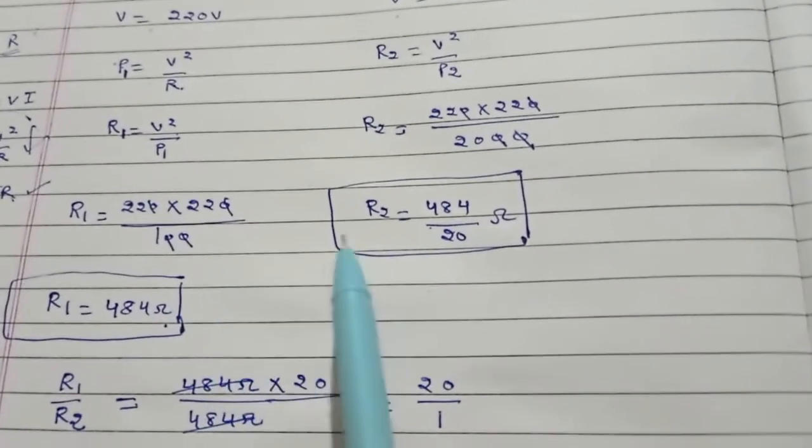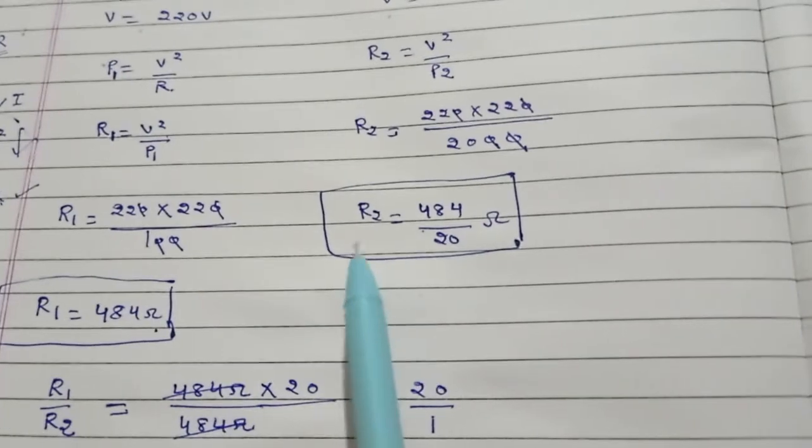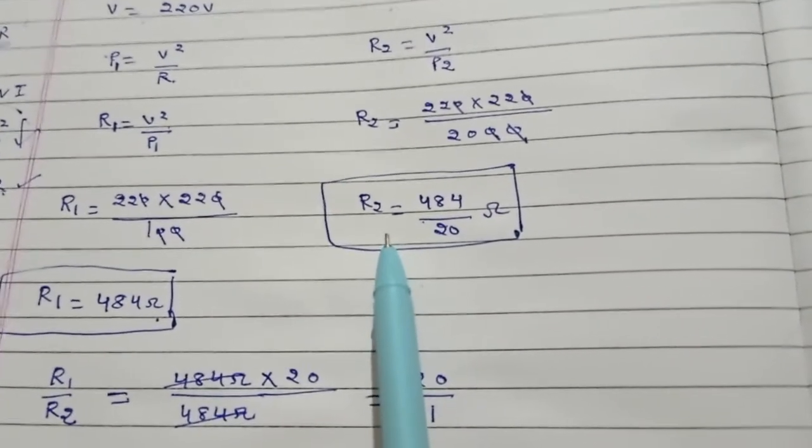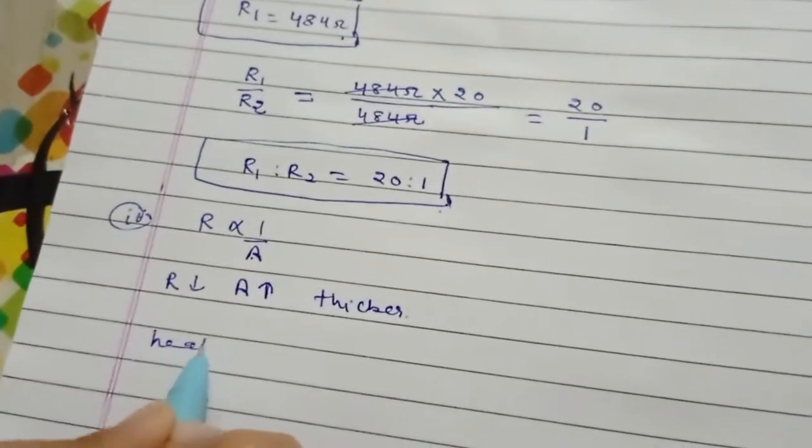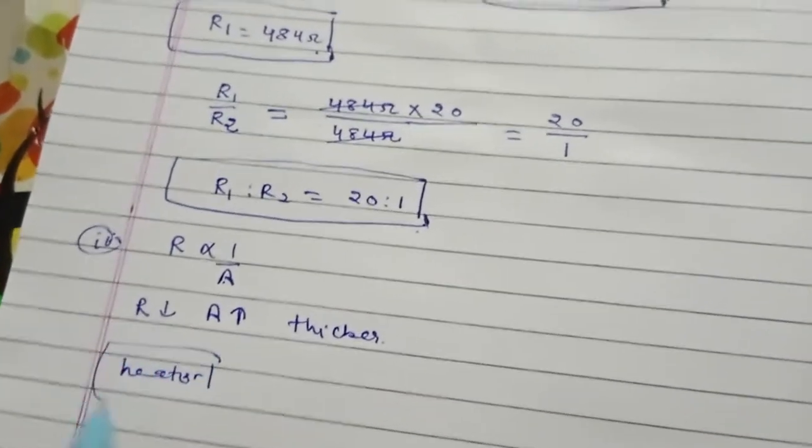So thicker wire will be required in case of a heater. In case of heater, thicker wire is required. So the answer of second part is heater.